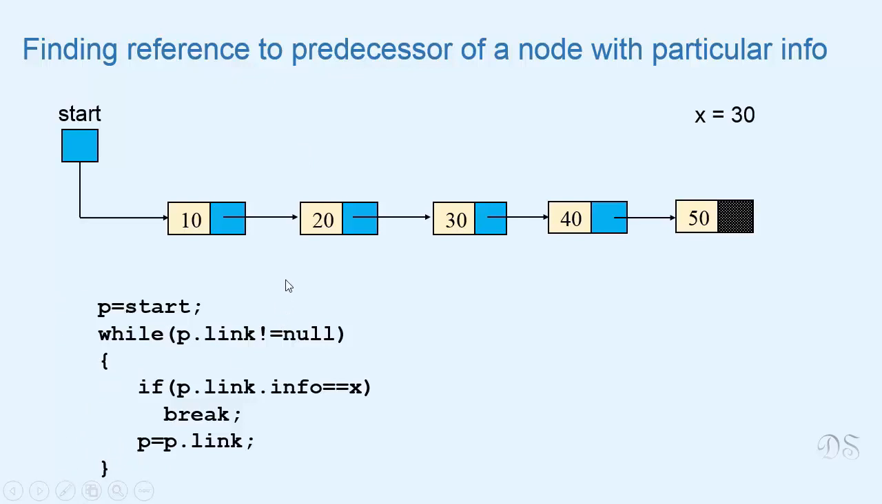Now let's see how this code works. Initially p refers to the first node of the list. Now p link is not equal to null, so we check p link info. P link info is 20, it is not equal to x. So break is not executed and p is moved forward. Now p link is not equal to null, so again we check p link info. Now p link info is 30, so p link info is equal to x. So now this break statement is executed and this loop terminates. So we can see that when this loop terminates, p refers to the node that is the predecessor of the node that contains value x.